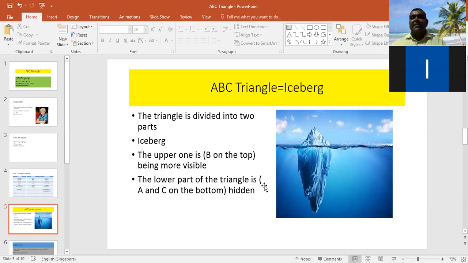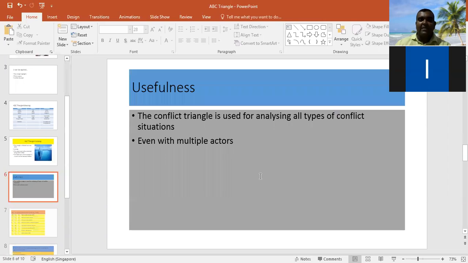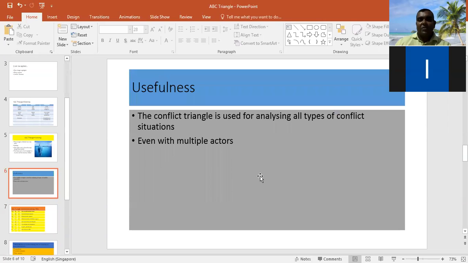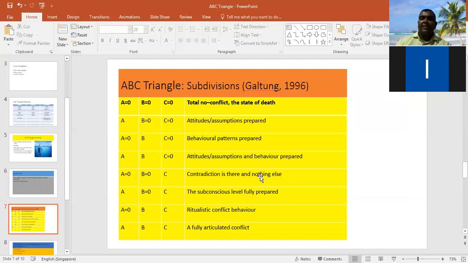So that's the talk about the ABC triangle, like an iceberg. The conflict triangle is used to analyze all types of complex situations, even with multiple actors. That's what I said, right? So I think you are aware of this concept, the complete triangle or ABC triangle, whatever name you or they used. They means your teachers or the persons who taught the ABC triangle to you, right?